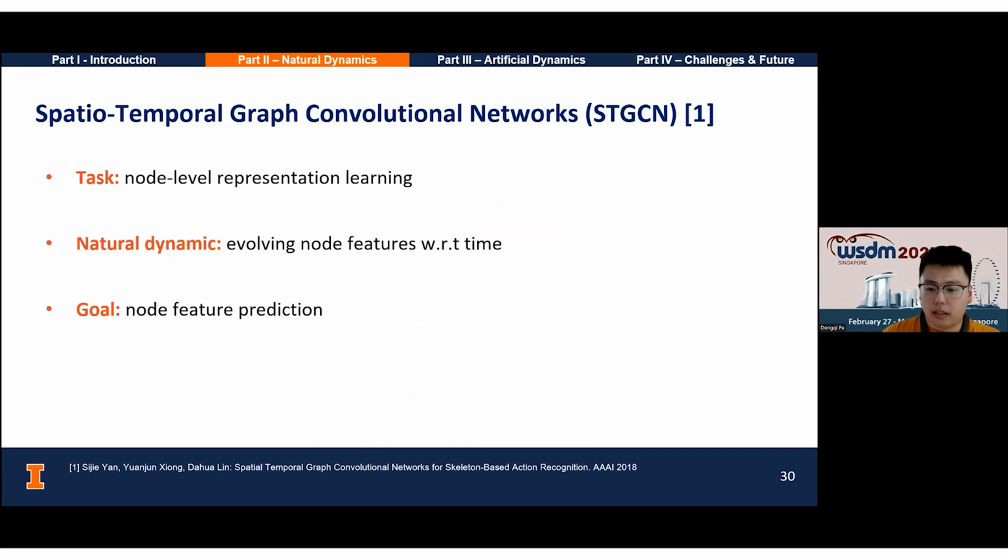Then let's look at the second graph convolutional operation of temporal graphs. Let's introduce the research work called spatial temporal graph convolution networks, which is STGCN for short. Different from the previous one, this one is called STGCN without the dash. The task in STGCN is to achieve node feature prediction given the evolving node features under one latent graph structure over time.